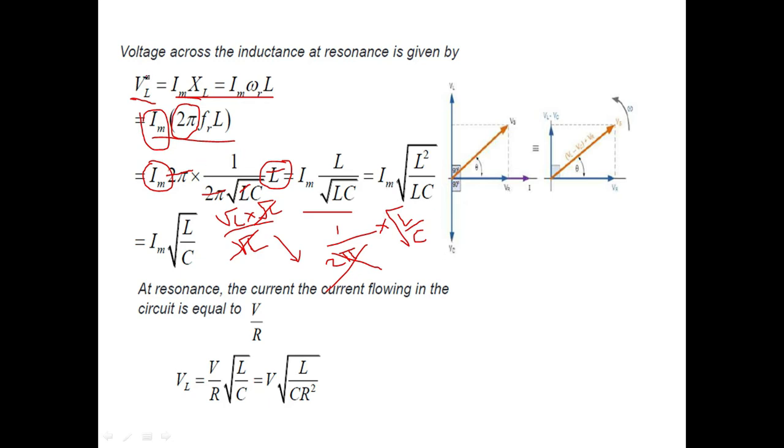The equation begins with the voltage drop across the inductor, V_L, which is equal to I_m into root of L upon C. At resonance, the current flowing in the circuit is equal to V upon R. So instead of I_m, here I_m means the maximum current flowing through the circuit, which is again V upon R.